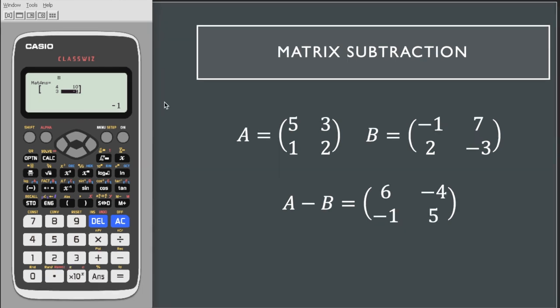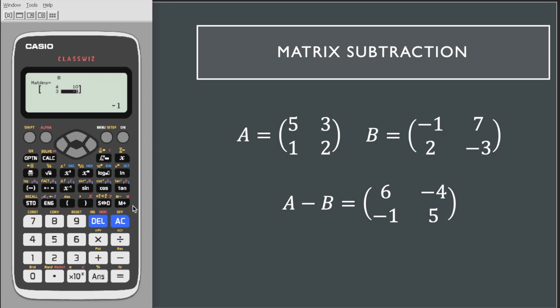Also, similarly, we can work out what happens when we take matrix B and subtract it from matrix A. So again, here, when we calculate it by hand, we just subtract each of the elements. So we have 5 minus -1, which is 6. 3 minus 7 is -4. And 1 minus 2 is -1. And 2 minus -3 becomes +5.